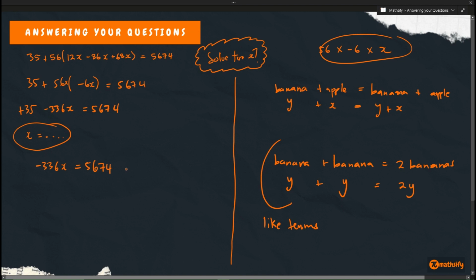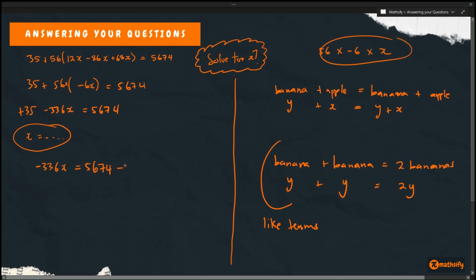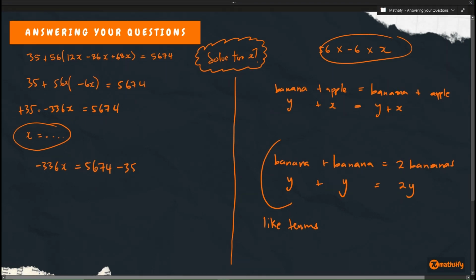So then we have minus 336x equals 5674. And then after that, you have the minus 35. Why? Because when the 35 goes to the other side, it becomes a negative. So if it was a negative 35, when it goes to the other side of the equation, it can be on the left hand side or right hand side. If you move it to the other side, it will always change the sign and become the opposite sign. That's basically why we have that. Okay, so then when we subtract, we have minus 336x equals, then you have 5639.